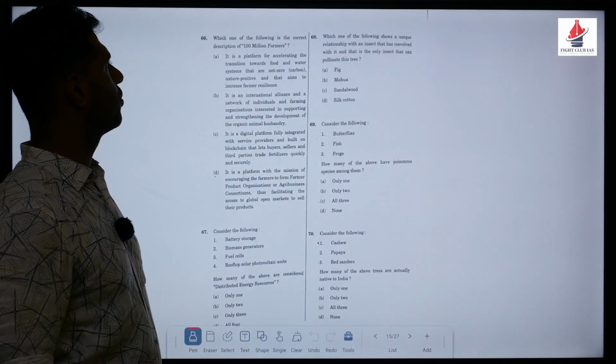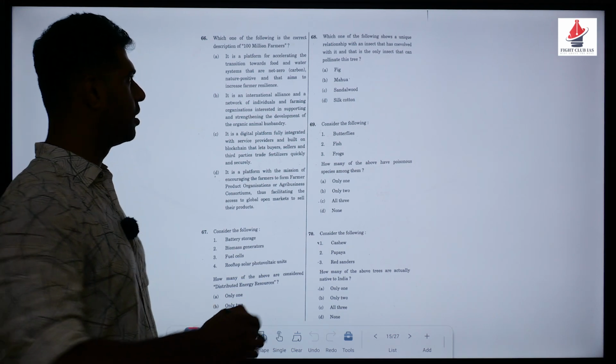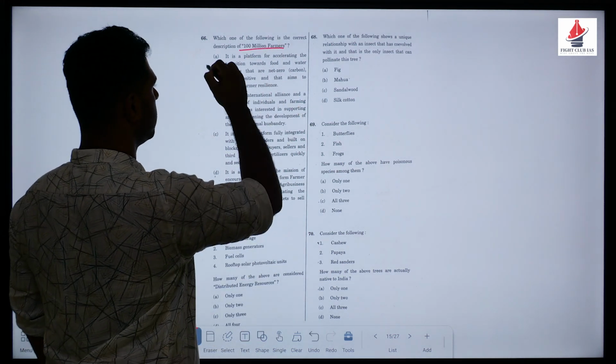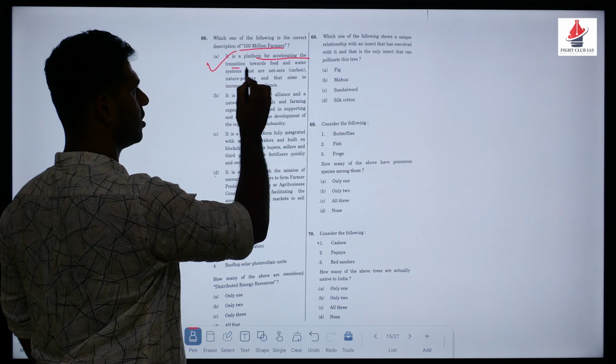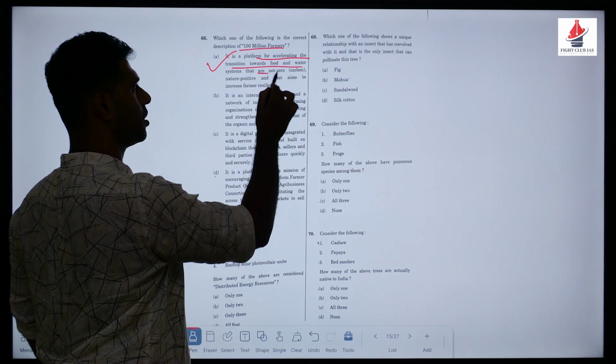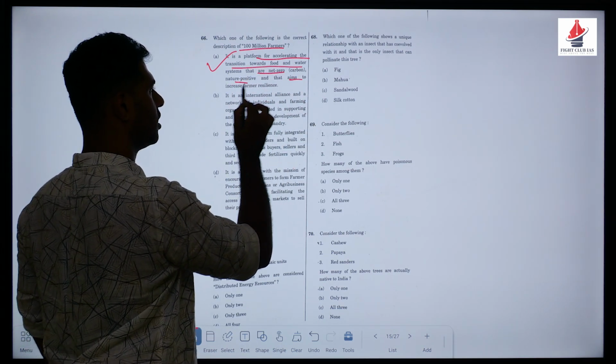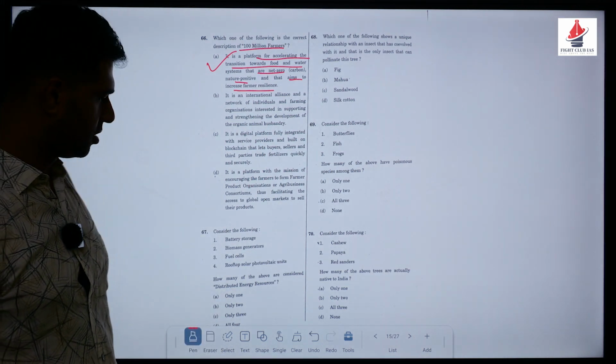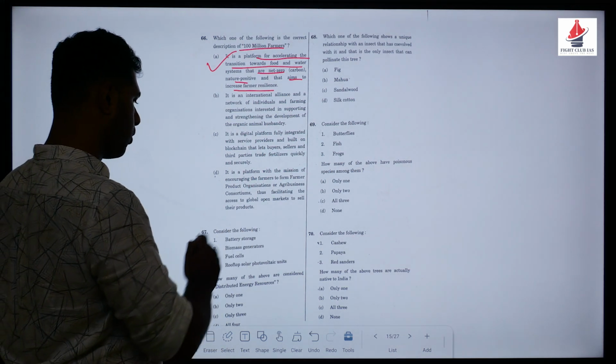Moving to 66. Which one of the following is the correct description of 100 million farmers? The answer is A. It is a platform for accelerating the transition towards food and water systems that are net zero, nature positive, and that aims to increase farmer resilience. This is the answer.